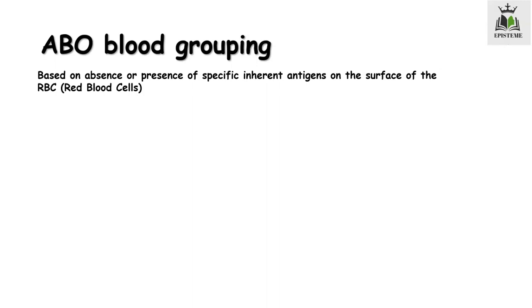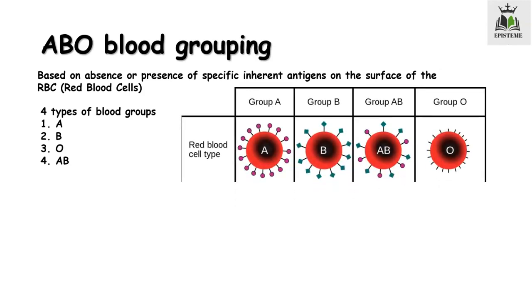The ABO blood grouping system is based upon the absence or presence of a specific inherent antigen on the surface of the red blood cells. We have four types of blood group: blood group A, B, blood group AB, and blood group O. These groups are determined by the presence and absence of the antigen on the surface of the RBC.